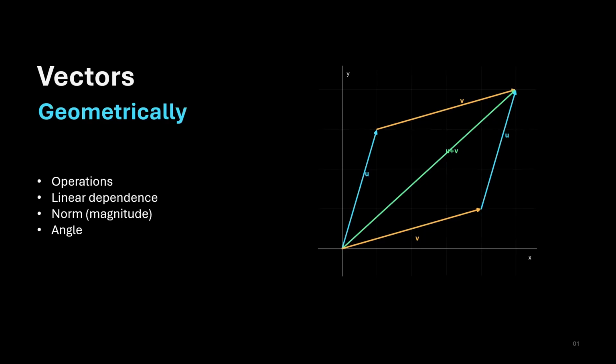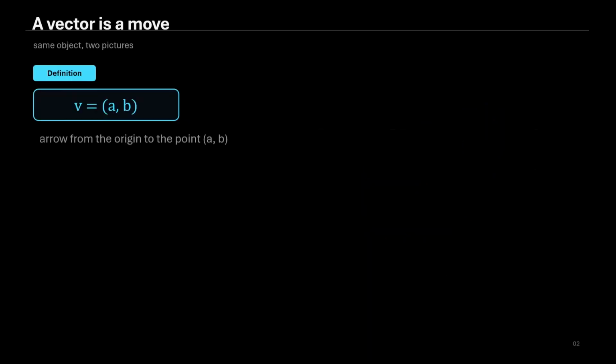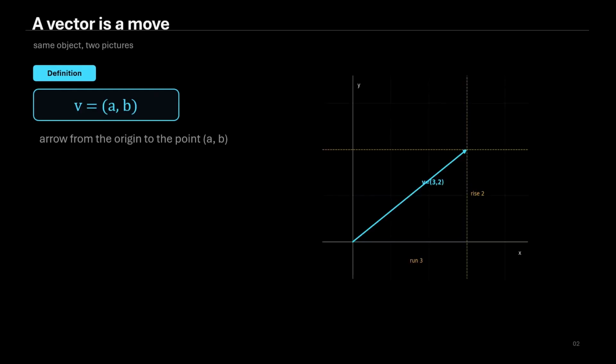So let's remind ourselves, a vector is usually written as a pair of numbers, but I want you to see the pair of numbers as like an instruction for a move. So the vector v equals (a, b) can be seen as follows. You start at the origin, you move a units horizontally, and then you move b units vertically. So this algebraic object and this arrow, they mean the same thing, but represented differently.